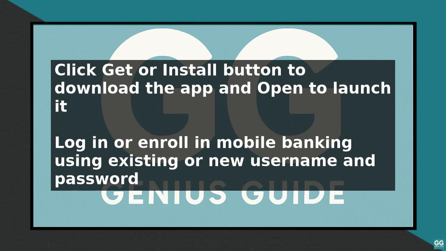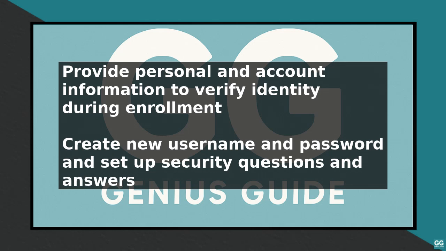During the enrollment process, you will be asked to provide some personal and account information to verify your identity. This may include your name, address, and account number. You will also be asked to create a new username and password, and to set up security questions and answers.